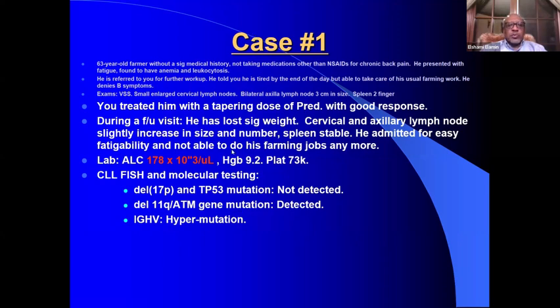So someone actually answered that. Number 3, I think that's a steroid. Sorry, I didn't see that. So So these are the result of the fish and the molecular testing.